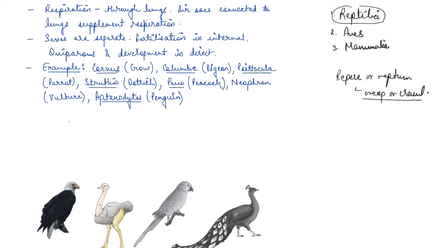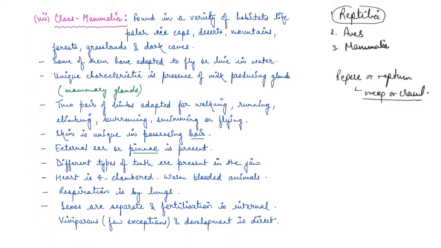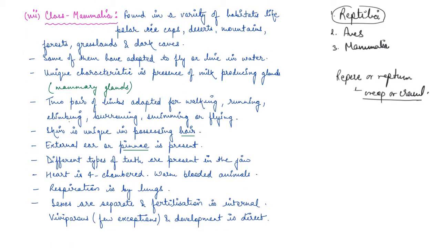Now the last class that we have to discuss is Mammalia. An example of the class Mammalia are us as well, right? So basically, these animals, the class Mammalia, they are found in a variety of habitats. They are found in polar ice caps, they are found in deserts, they are found in mountains, forests, grasslands. They're found almost everywhere, right? Some of them have adapted to fly and live in water as well. So again, the habitat is very vast. They can be terrestrial, they can be aquatic as well.